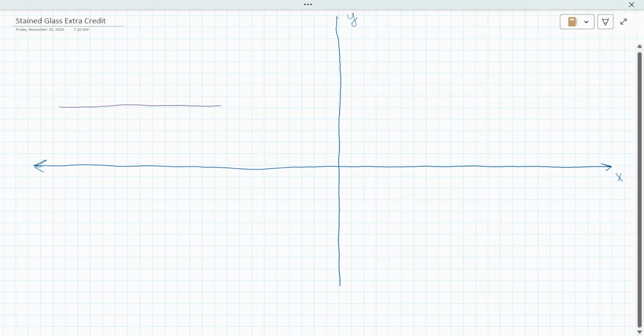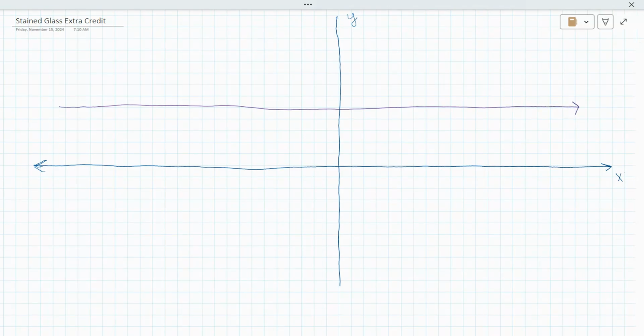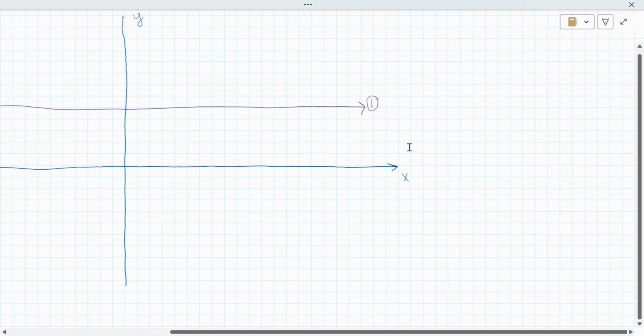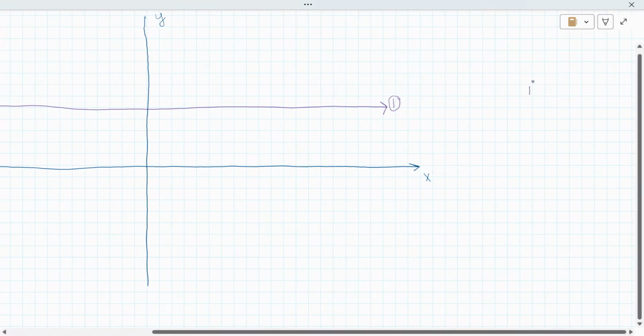So as I create the lines, I want to make sure that I label them, because you'll see on your rubric that your horizontal lines are labeled number 1 and number 2. So this is line number 1. I'm going to go over to my equations because I have the opportunity to write equations for each line. So number 1, my equation is the line y equals 5. I encourage you to write the equation of the line as soon as you graph the line.